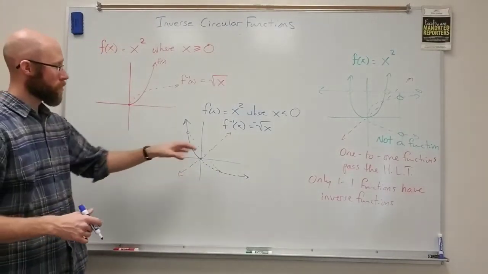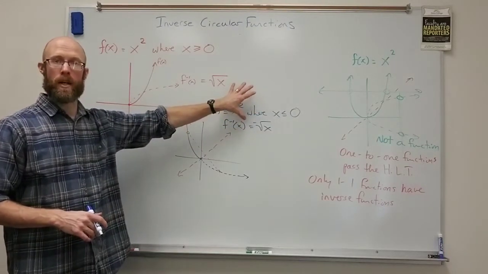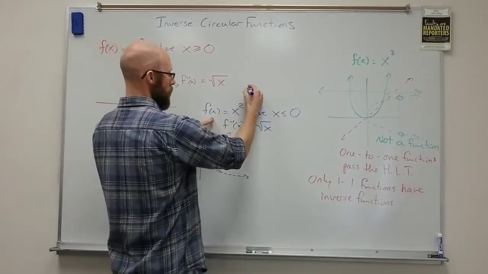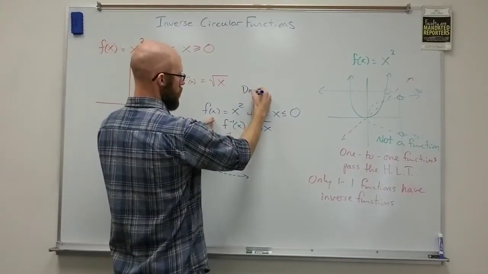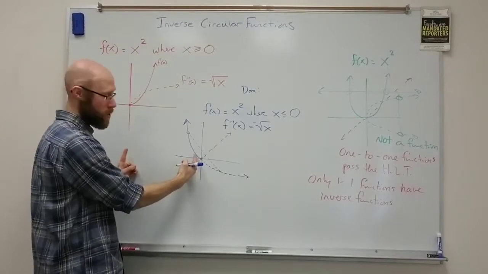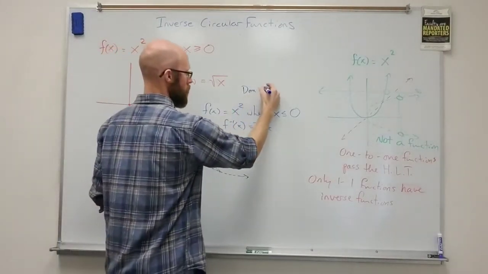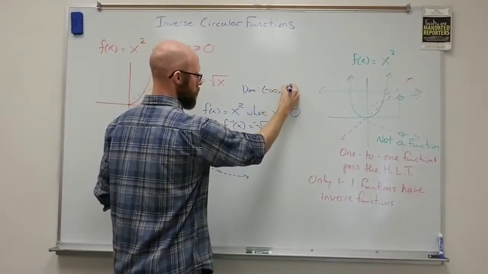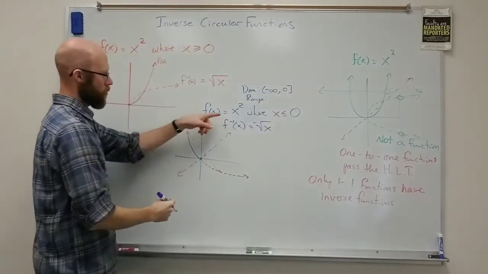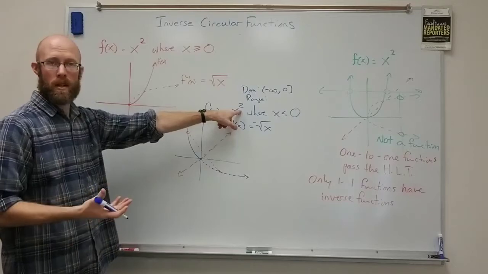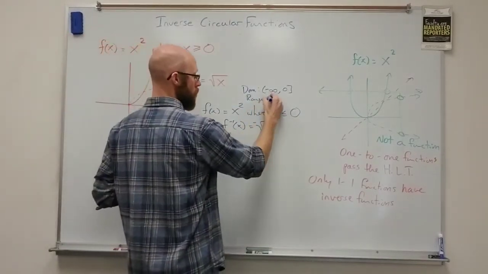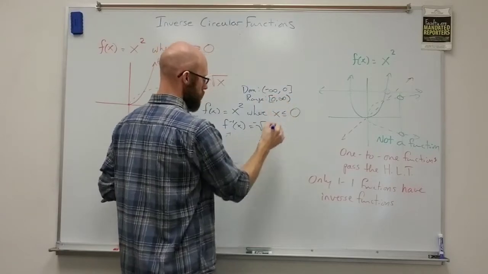Okay, now this one's an even better example because you can see the domain and range switch. For f of x, the domain is all the negative numbers and 0, everything to the left. So it's negative infinity to 0. Whereas the range, well, when you take something and square it, it's 0 and positive. So the range would be 0 to infinity.